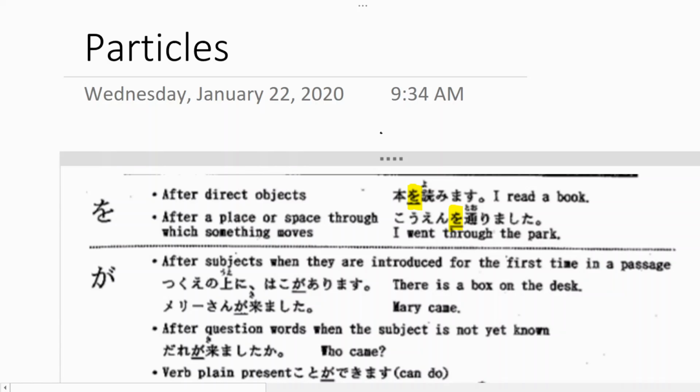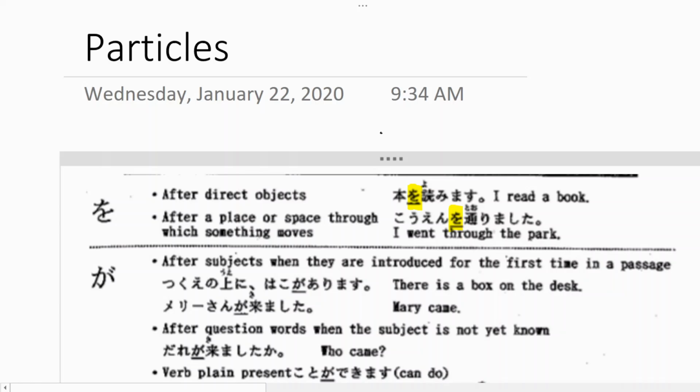To start off with, particle o. This is the hiragana wo, but it's pronounced o. It's used after direct objects, so it is usually called the direct object marker. Here we've got hon o yomimasu, I read a book. The I is obviously implied because that's how Japanese works.